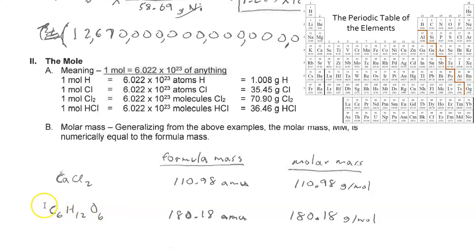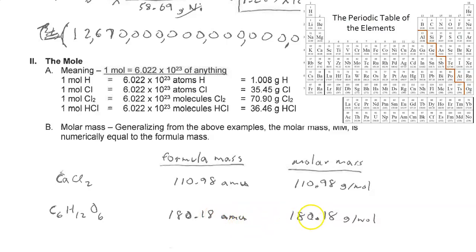Well, I've got 6 carbons here at about 12.01 apiece, and 12 hydrogens here at 1.008. Okay, and then 6 oxygens here at about 16. So 6 times 16, that's what, 96, and 12.12 roughly, and 6 times 12 is what, 72. Add all that together, and you get somewhere in the order of 180.18. You can check me if you'd like. All right, in fact, you probably should. Just get used to calculating formula masses. 180.18 AMU. All right, and that's the formula mass.